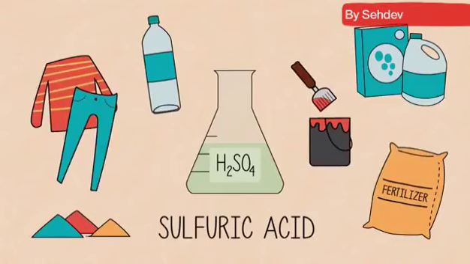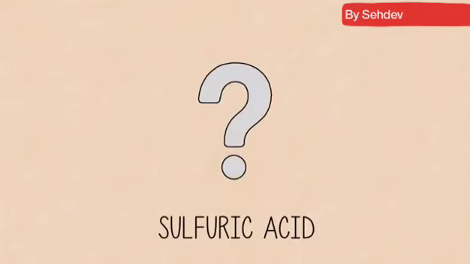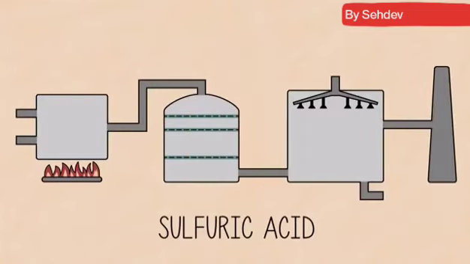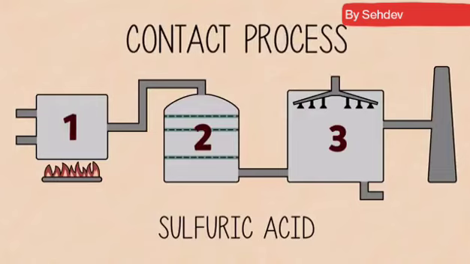paints and plastics, and in many other products. But how is sulfuric acid made? Sulfuric acid is made in a three-stage process called the contact process.